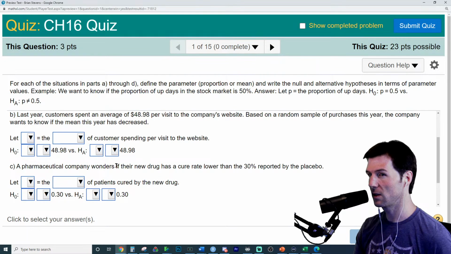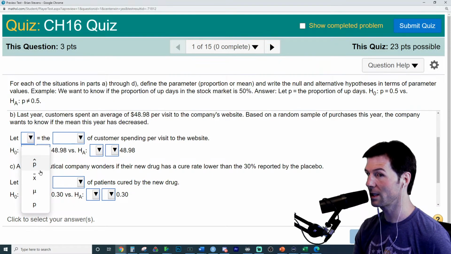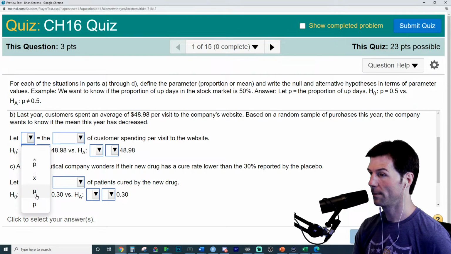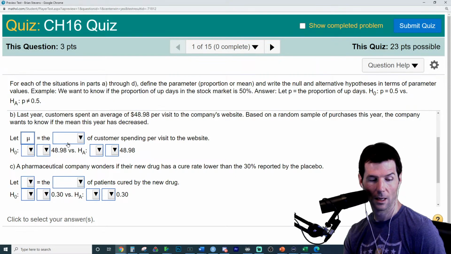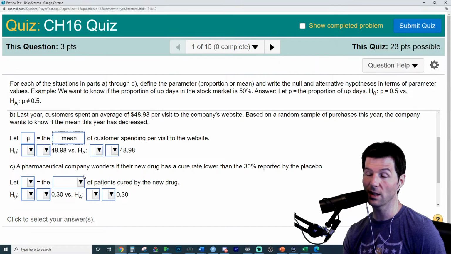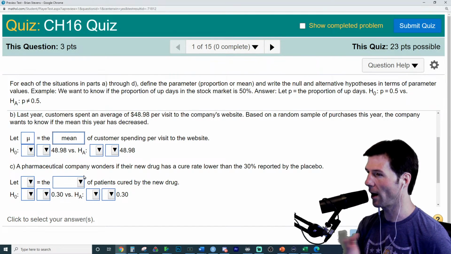The next question says, last year customers spent this amount. Sounds like we're dealing with not categorical anymore, but quantitative. And that's where we analyze the true mean. So mu is the true mean. And then we're going to analyze quantitative data, which means we're analyzing the mean, like you're averaging things together.